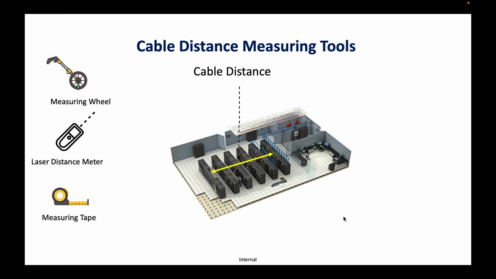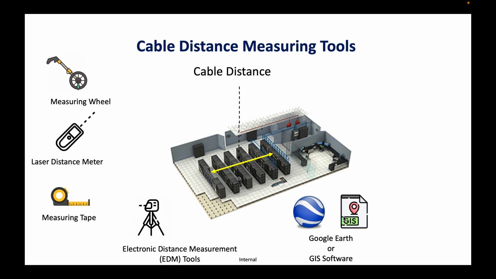Then you have the measuring tape. By using a measuring tape, you can stretch the tape along the path to measure the distance manually. This is accurate but can be cumbersome for long distances or complex routes. Then you have electronic distance measurement tools, or EDM tools. This is often part of advanced surveying equipment. These tools use electromagnetic waves to measure distance accurately, suitable for both short and long ranges.